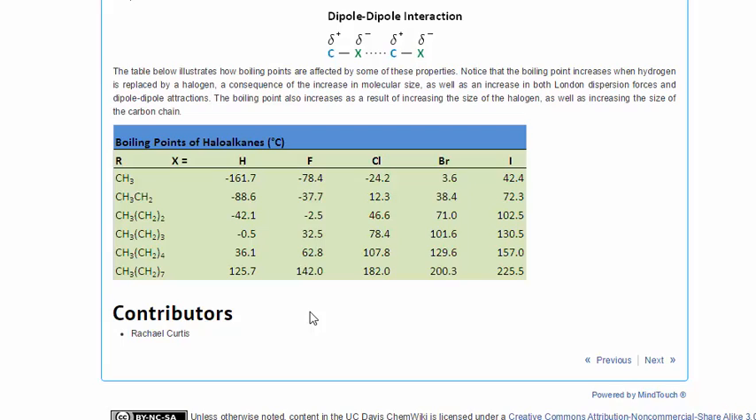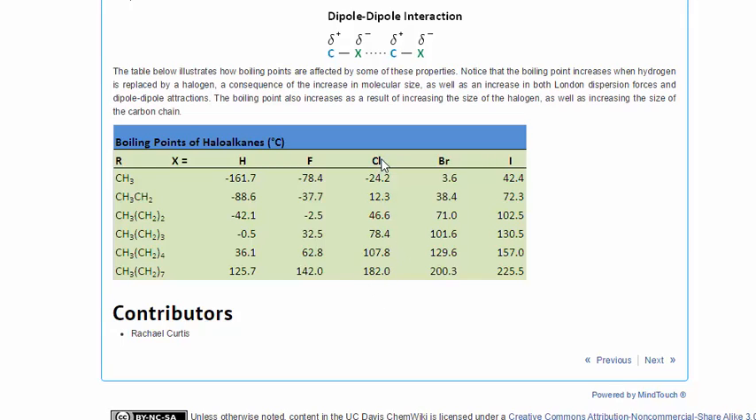Chloropentane? Maybe not. I don't know. Chloro? Actually, we can't tell. These are boiling points. Sorry, I was confusing the question. These are all boiling points. So you don't know when it melts based on this table.